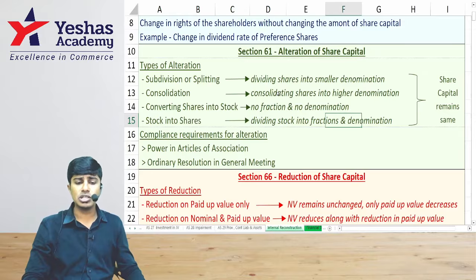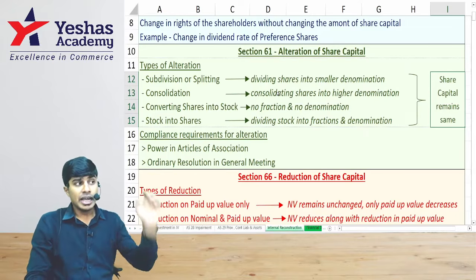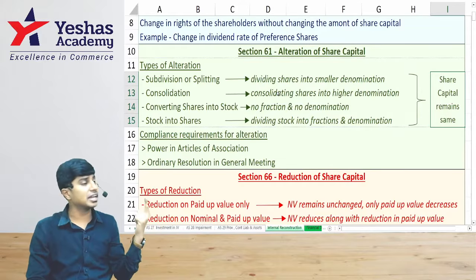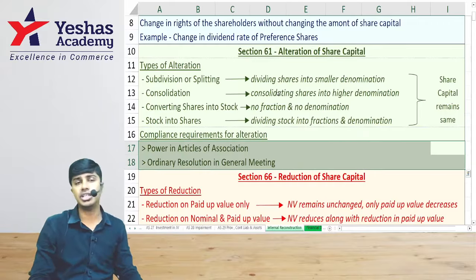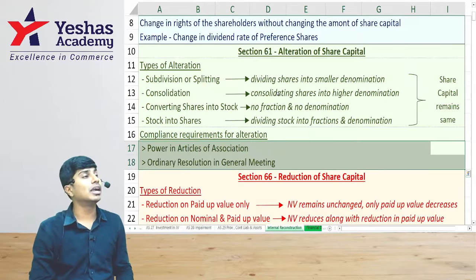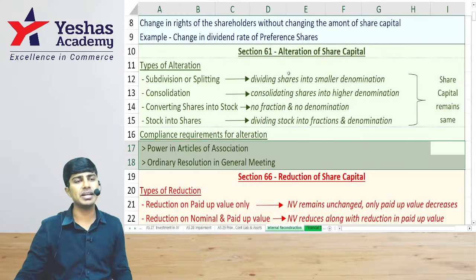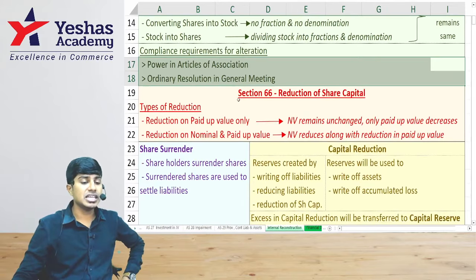And during this entire process, like I mentioned, the share capital will remain same. It will not reduce. In alteration as well as variation in rights, the share capital doesn't change. To do this, company must have power in articles of association, and it should also pass an ordinary resolution in its general meeting. And the last section of Companies Act 2013 relevant for our internal reconstruction is section 66.